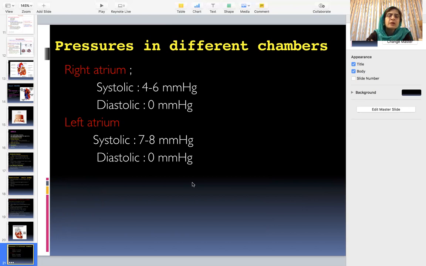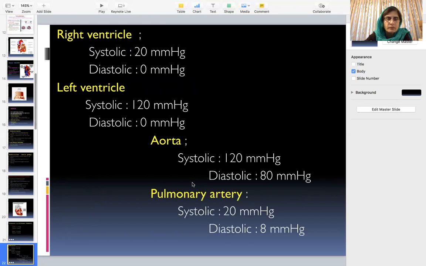So the right atrium, when it is in a contracted state, has a maximum pressure of 4 to 6 millimeter of mercury, whereas the diastolic pressure is 0. It falls to 0. The left atrium systolic may rise to a maximum of 7 to 8 millimeter of mercury, and the diastolic pressure is 0 millimeter of mercury.